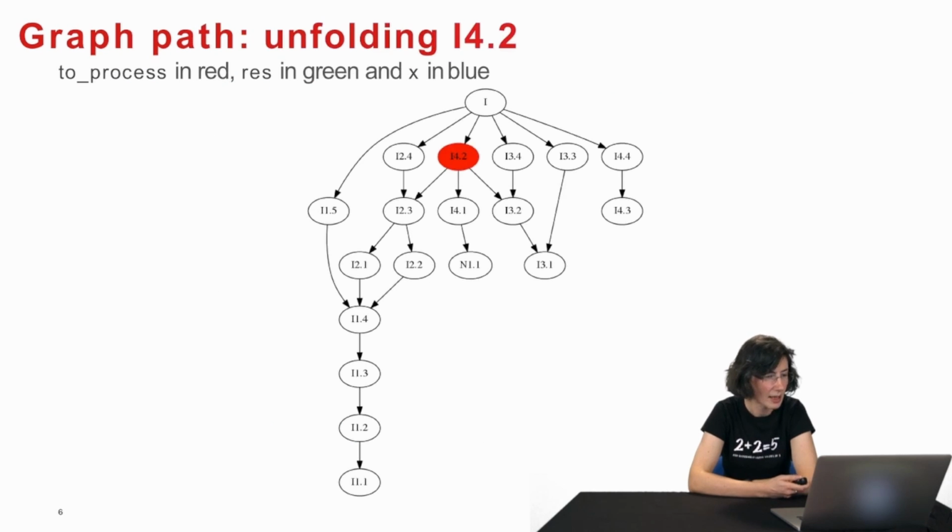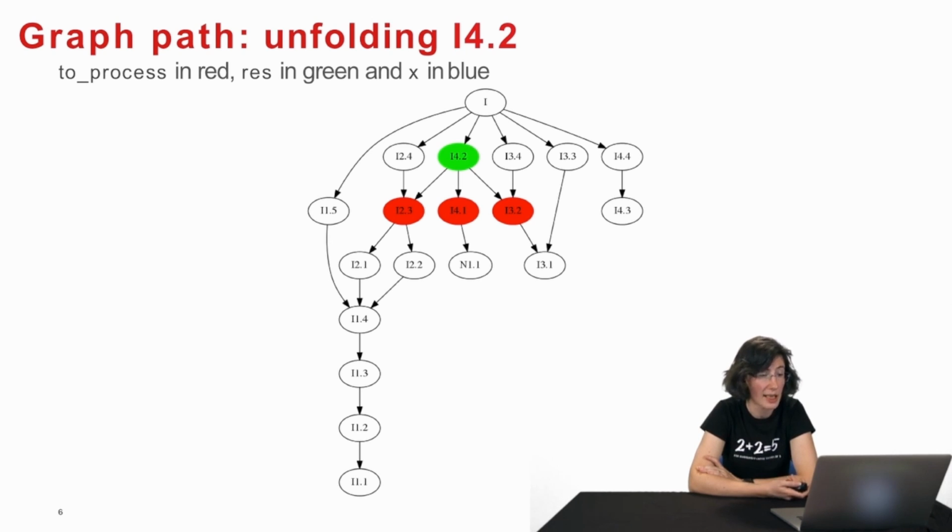What does it look like, with an example? Say I want to watch the sequence I4.2, what do I have to watch before? I have colors to represent the different variables. To_process will be in red. The result in green. And x, the one I'm working on at a given moment, will be in blue. At the beginning, I start from I4.2. So I need to process I4.2. So I4.2 is indeed the x I'm working on. Then, I examine all its children, and I put them into to_process.